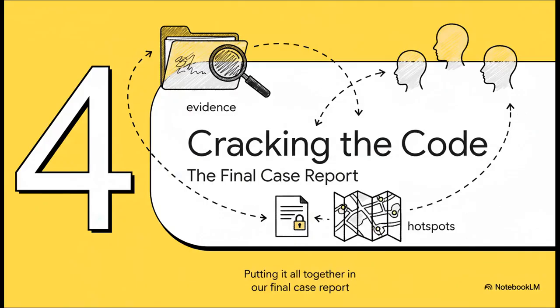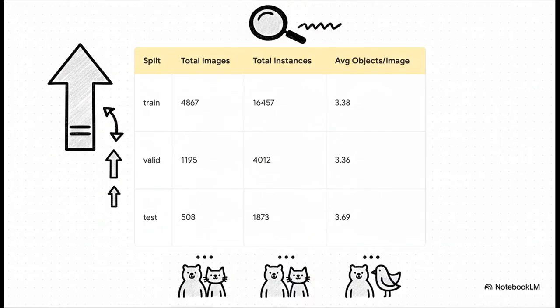Okay, let's recap. We've collected the digital evidence, we've profiled our suspects, and we've mapped all the hotspots. Now it's time to crack this case wide open and write up the final report. So first up in the report is the dataset split. You've got your train set, that's the big one we use to teach the AI. Then you have validation and test sets, which are basically like pop quizzes to make sure it's learning. But look at that last column. What's really interesting is that on average, each image has about 3 to 4 animals in it.